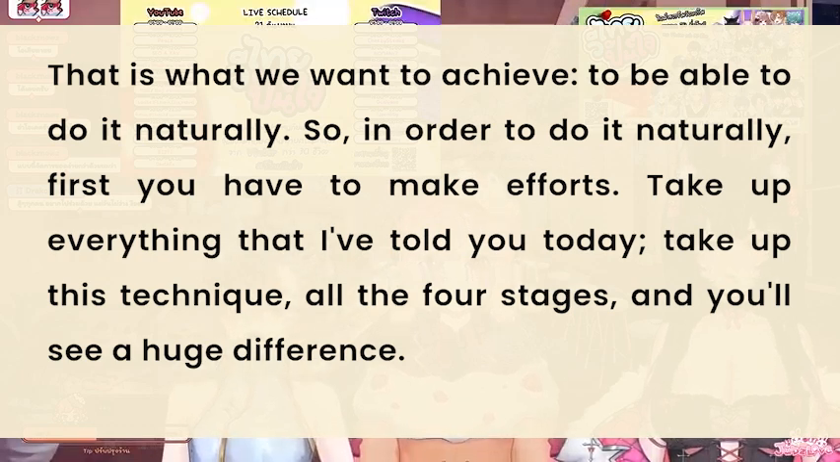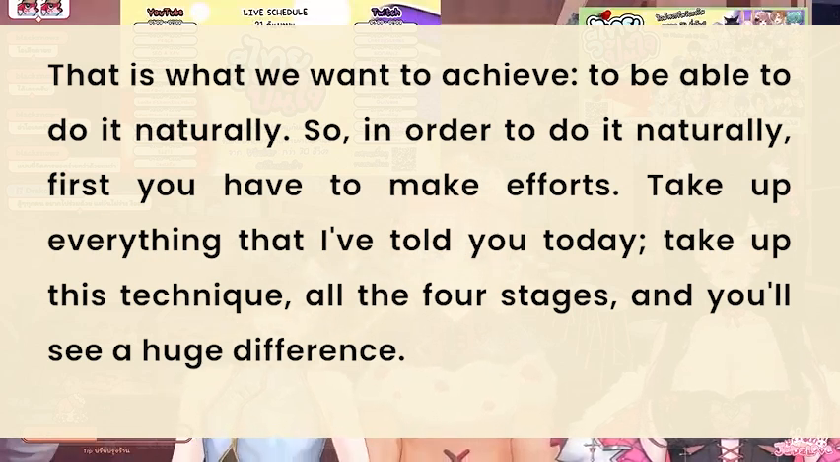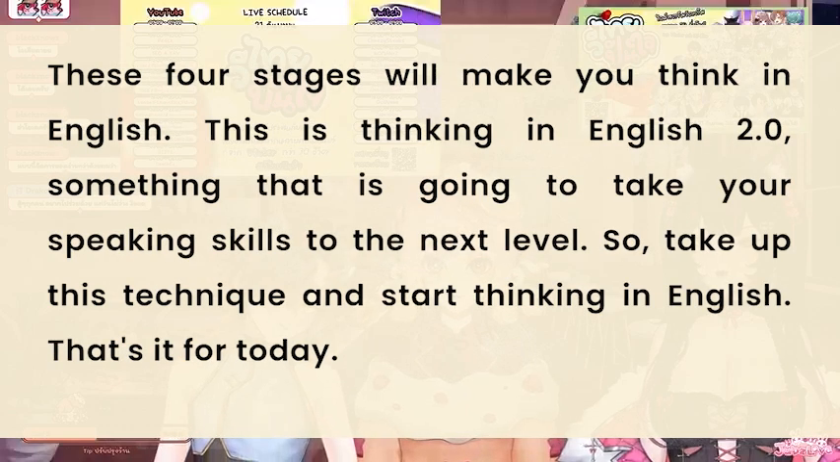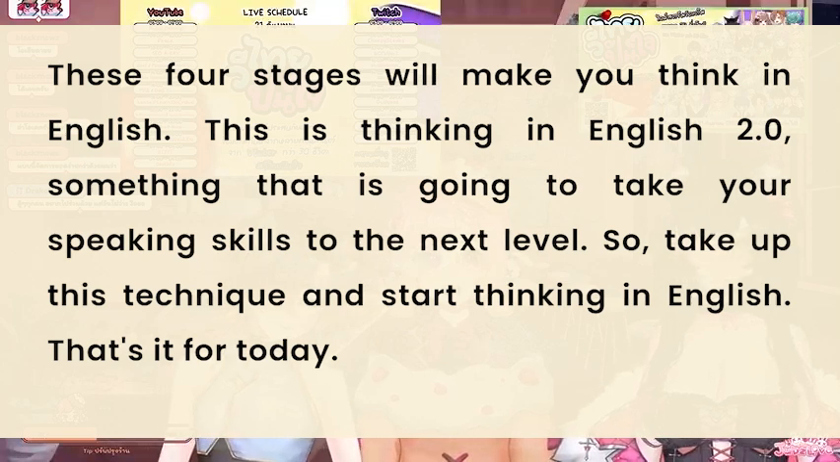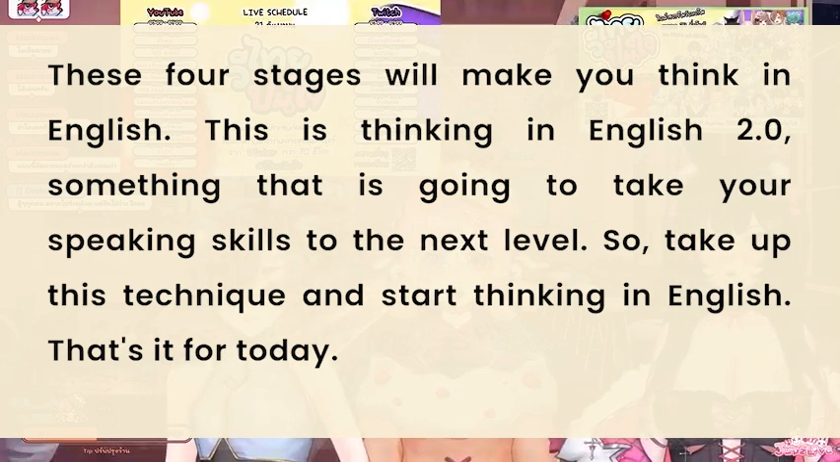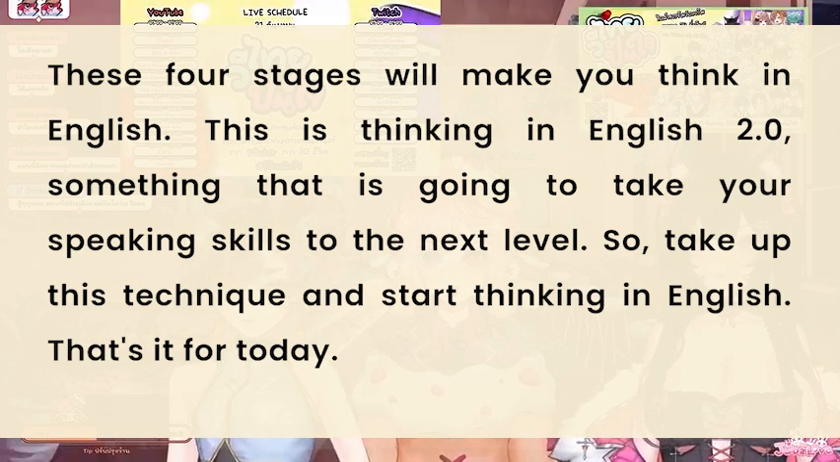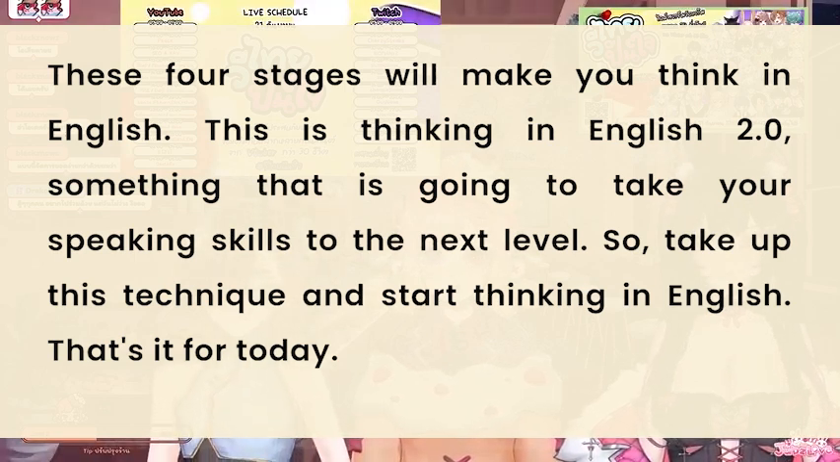Take up everything that I've told you today. Take up this technique, all the 4 stages, and you'll see a huge difference. These 4 stages will make you think in English. This is Thinking in English 2.0, something that is going to take your speaking skills to the next level. So, take up this technique and start thinking in English.